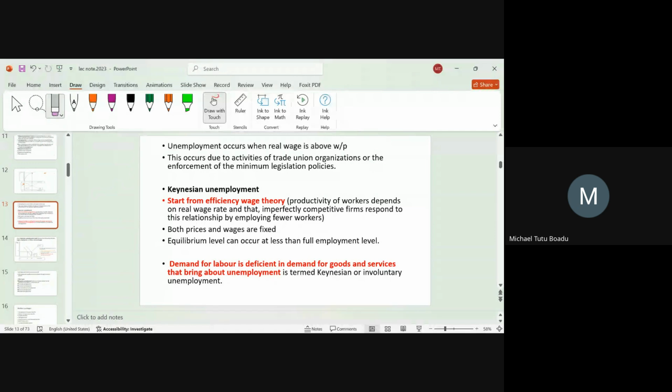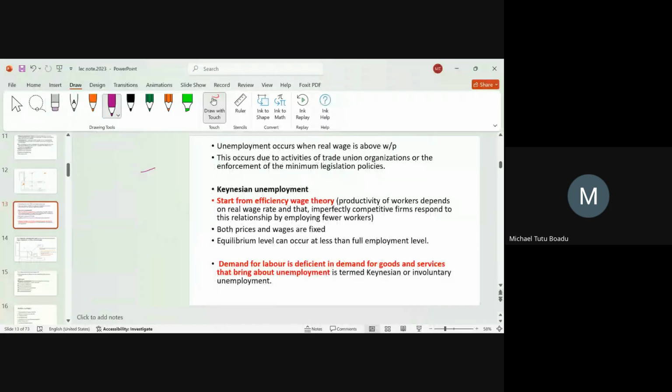Then the Keynesian unemployment. Keynes is of the view that the way the classicals established what causes unemployment is wrong. Keynes believed that there is nothing like full employment. At every point in time, the economy is not at full employment, which means that there are definitely idle resources that can be employed anytime there is an increase in demand.